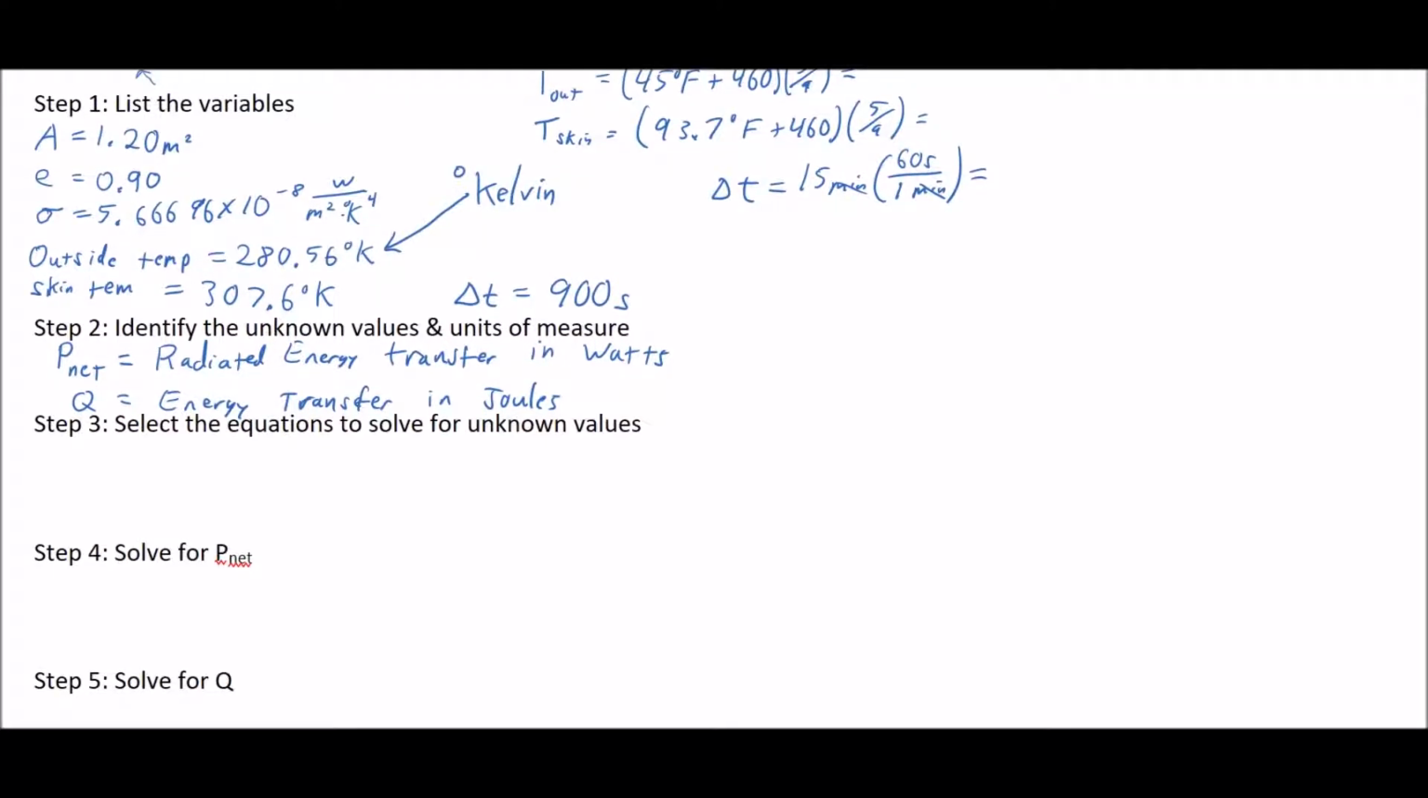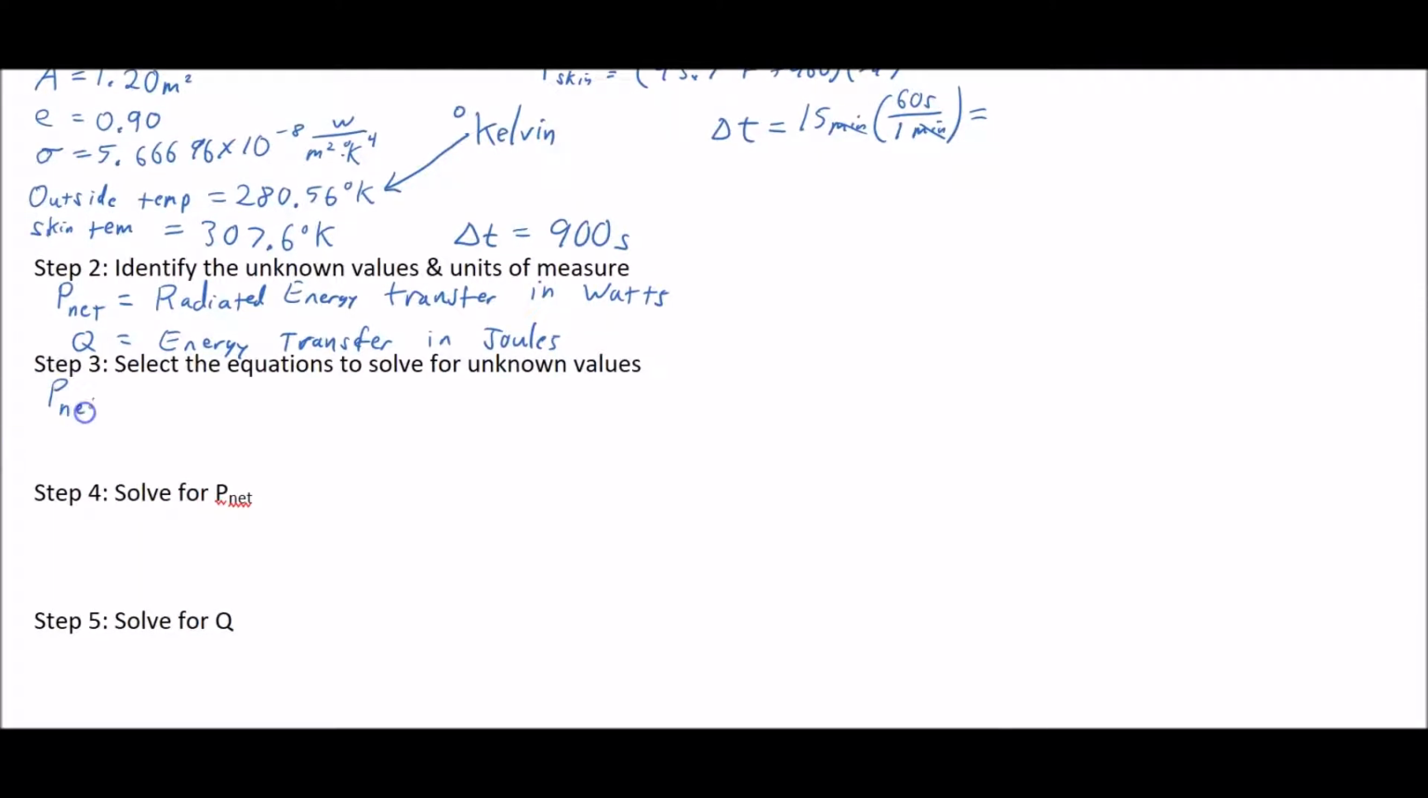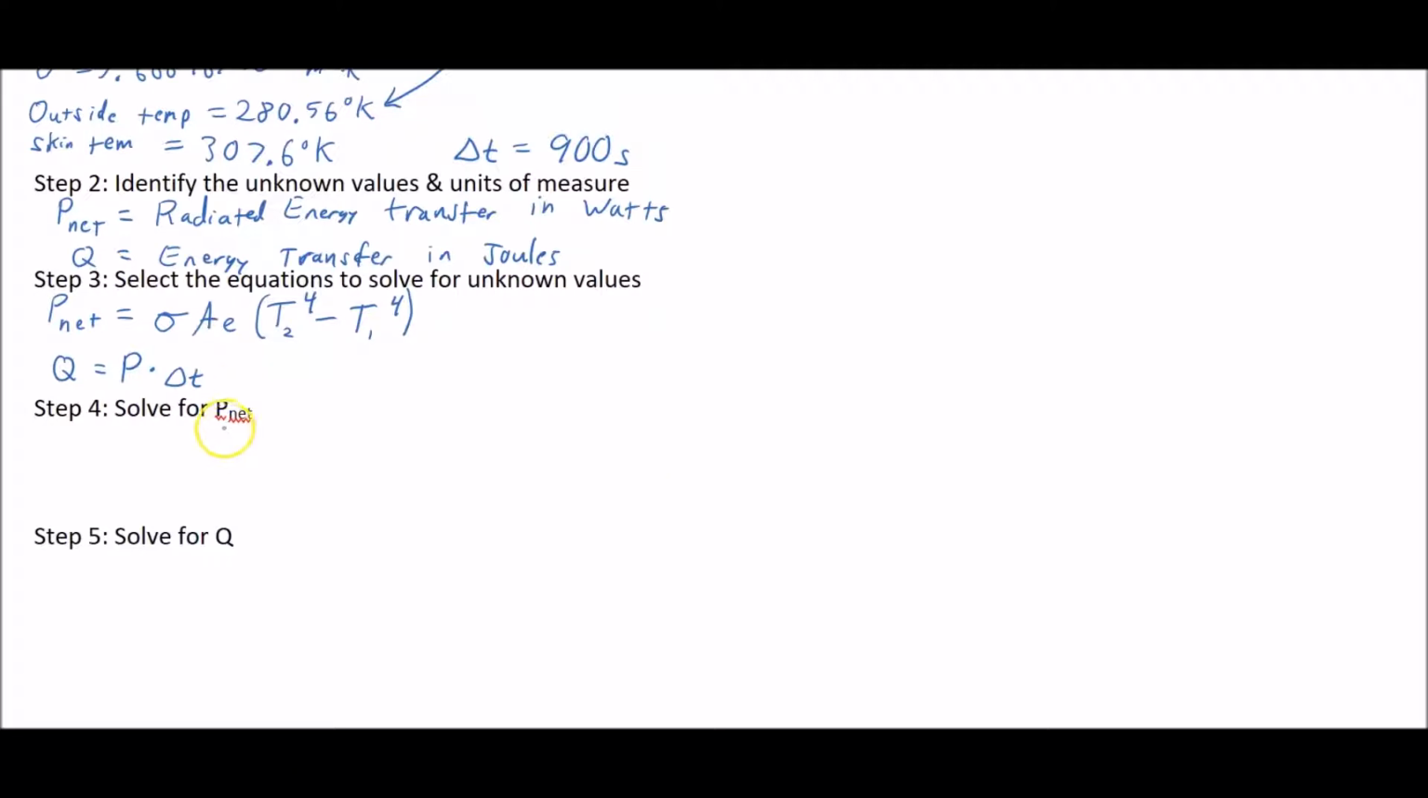So the next step is to select the equations, and to find our rate, the P net is Stefan's constant times the area times the emissivity, and now this part is interesting here, times T2, the second temperature, to the fourth, minus the first temperature to the fourth. So not squared, but to the fourth. And the other equation that we will use is just the little old Q is equal to P delta T.